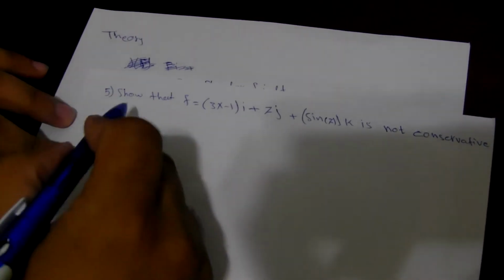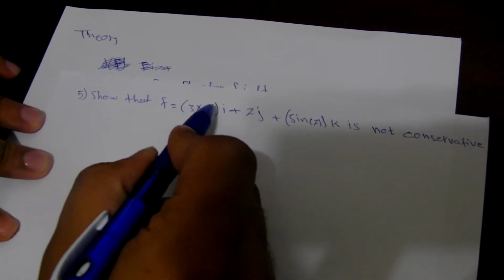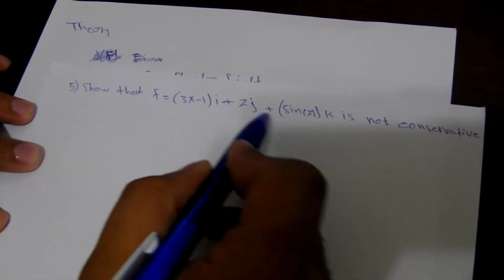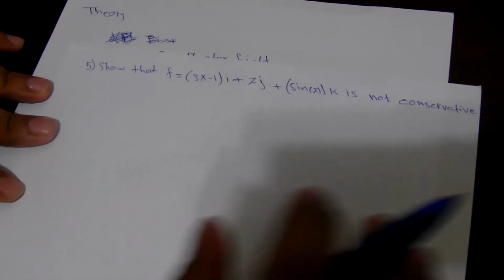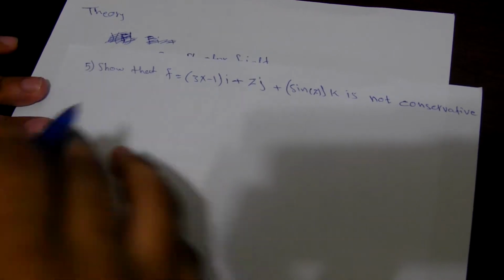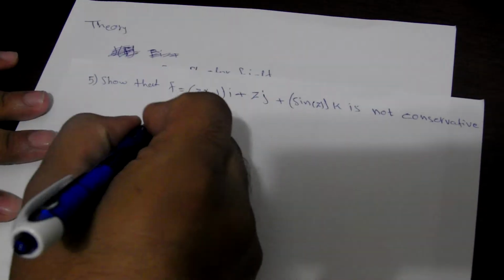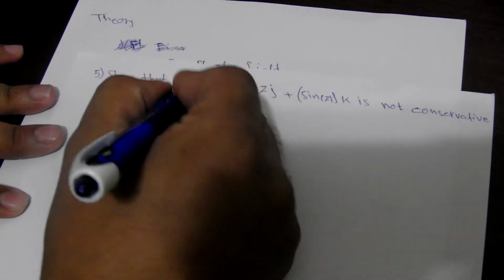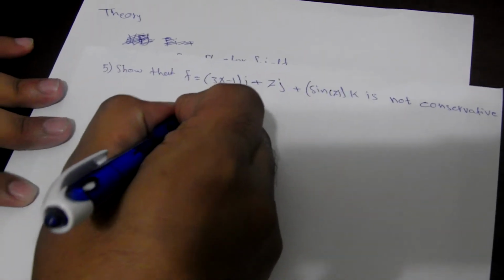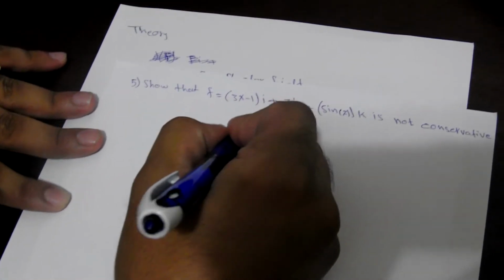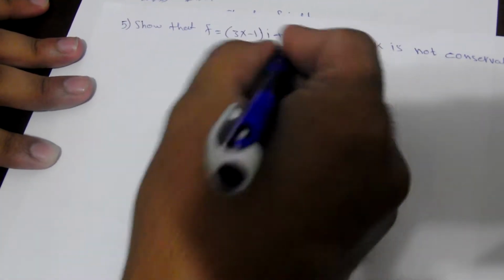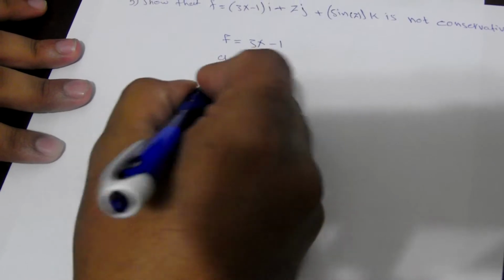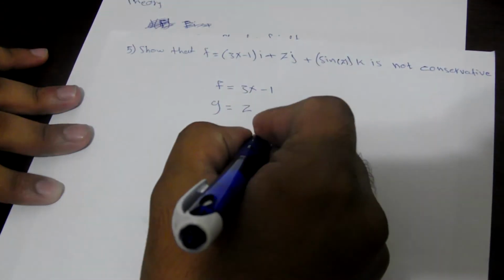You can see: show that F equals (3x minus 1)i plus zj plus sin(z)k is not conservative. So first of all, we can say that the coefficient of i is F equal to 3x minus 1, the j component G equal to z, and the H equal to sin z.